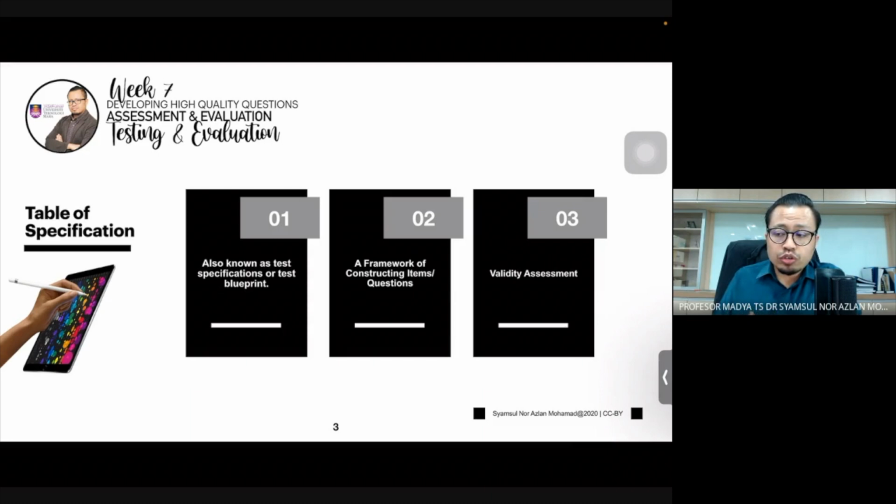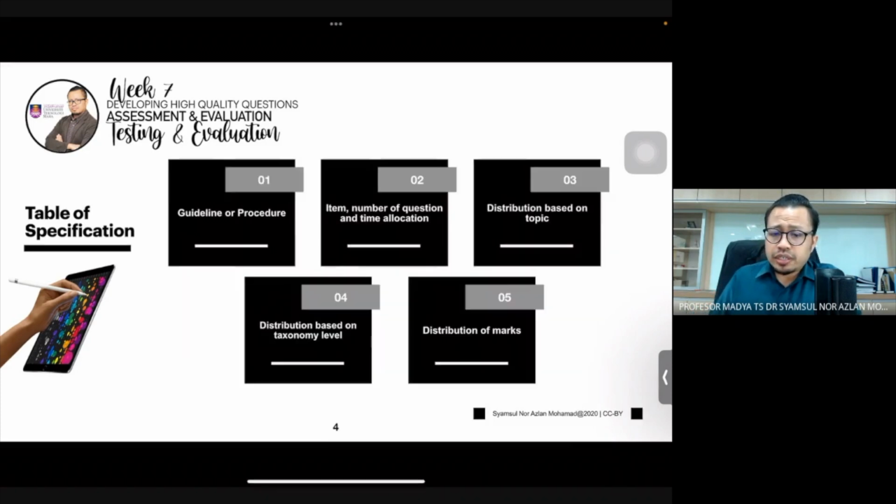Why? Because we want to validate the assessment through the content, through the time spent, and how many questions and marks should be allocated for every single test proposed by the teachers or the lecturers. And for your information, these are the items that need to be considered when we try to develop test specifications.